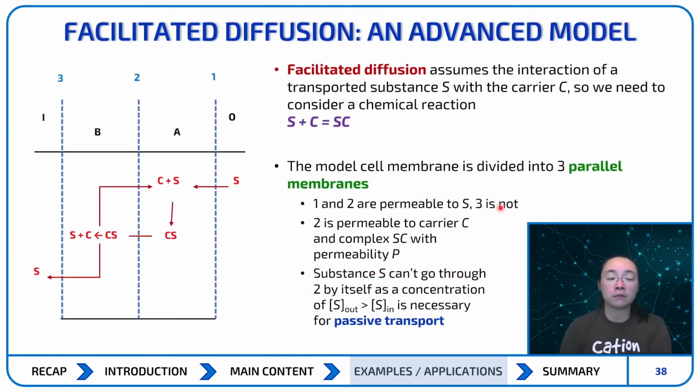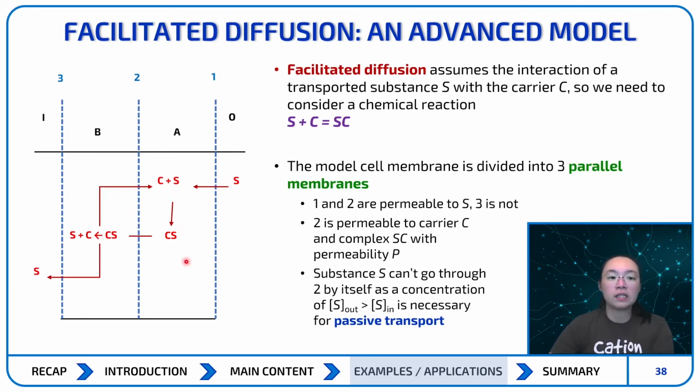Now for facilitated diffusion. It's a little bit more complicated and it's more of an advanced model. Facilitated diffusion assumes that a transported substance S interacts with a carrier C. So we have to consider a chemical reaction in which S is added to C. So we have essentially S plus C is equal to CS. And then later on, it can become two separate items again, and then C can transfer over.